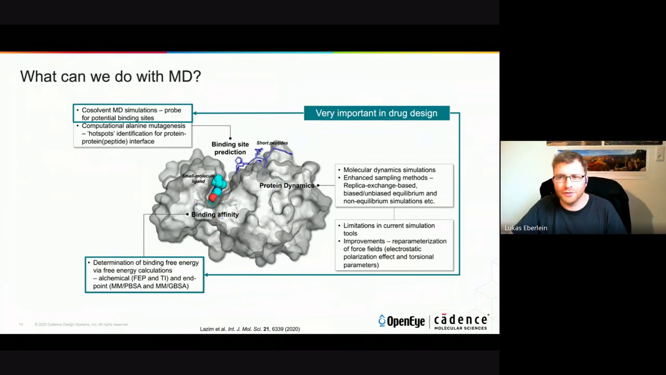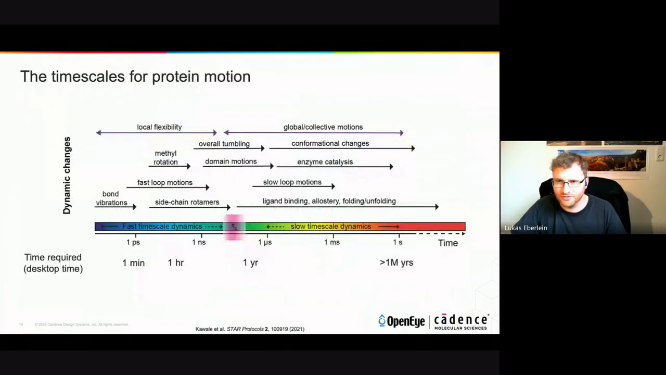MD simulations are frequently used in drug design. We can use them to explore a huge variety of our system's properties, with the prediction of cryptic pockets or pockets in general, and binding affinities probably being the main areas of application. But there are many more things for which MD can be an extremely helpful tool. Today, of course, we will focus on the detection of cryptic pockets.